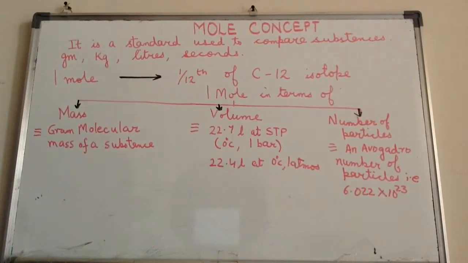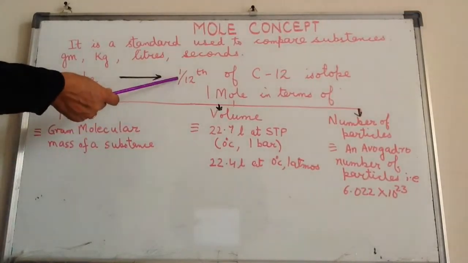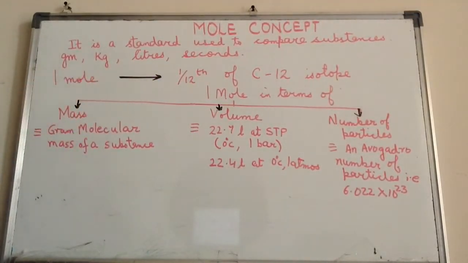If we define, and definition is something you'll get in most of the books, it says 1 mole is that weight of the substance which contains the same number of particles as are present in 1/12 of carbon-12 isotope. Now that becomes quite confusing, number of particles, carbon-12 isotope. So let me break it down for you in simple layman language.